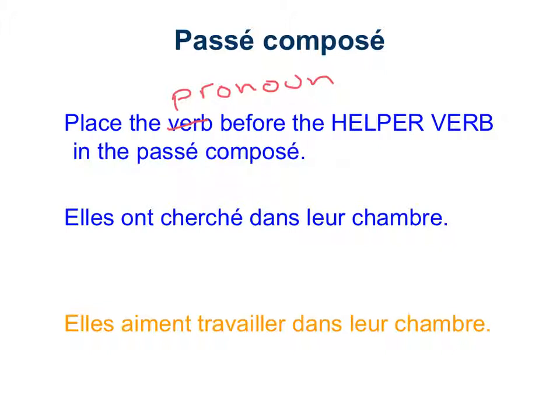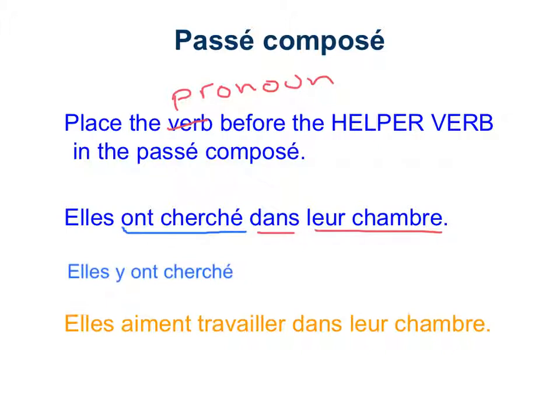Elles ont cherché dans leur chambre, so they looked in their room. So we've got our preposition here and our object here. We've got our passé composé, ont cherché, which we leave as is, put everything before, even that helper, and we get elles y ont cherché.